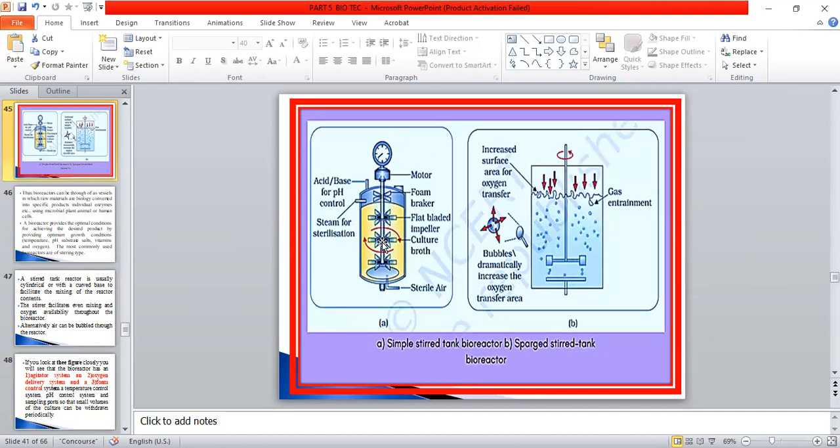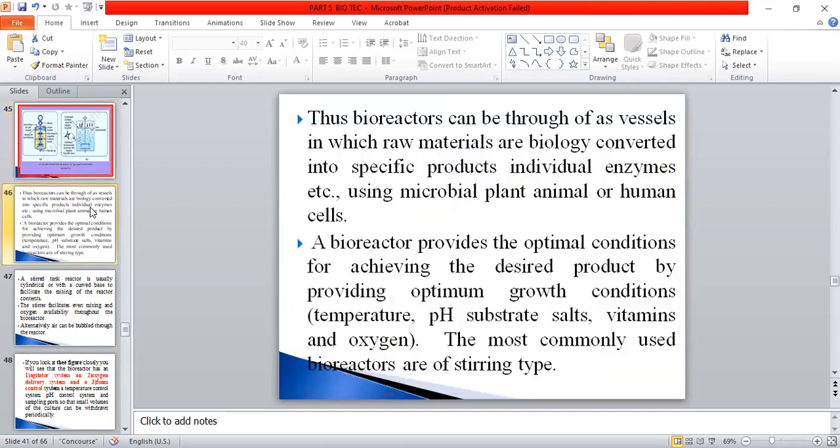That blade is also used for the mixing of the container. Only when we introduce the microorganism will it grow and produce. Thus, bioreactors can be thought of as vessels in which raw material or biological material is converted into a specific product. That is very, very important.